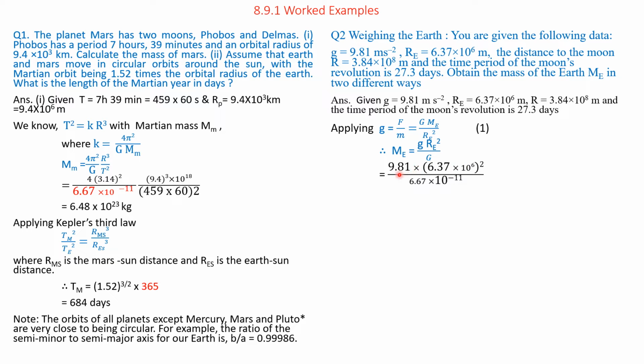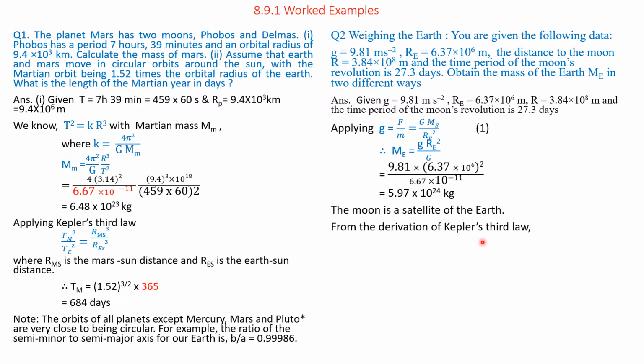Substituting the values, we get ME as 9.81 into 6.37 into 10 to the power of 6 whole square, divided by the value of the gravitational constant capital G, which is 6.67 into 10 to the power of minus 11. This you have to remember, the value of capital G. Therefore, simplifying, we get the value of ME, the mass of the Earth, as 5.97 into 10 to the power of 24 kg. There is another method.